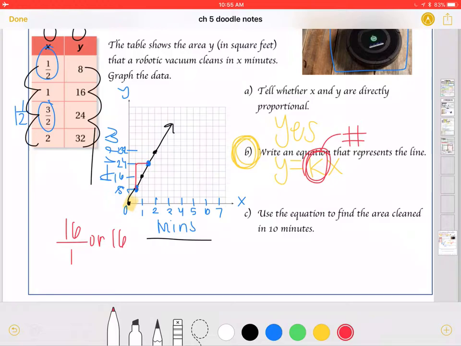So what I want to do now is replace k with that number. So our equation would be y equals 16x. That's our answer here. We always leave x and y as the variables and replace k with a number.